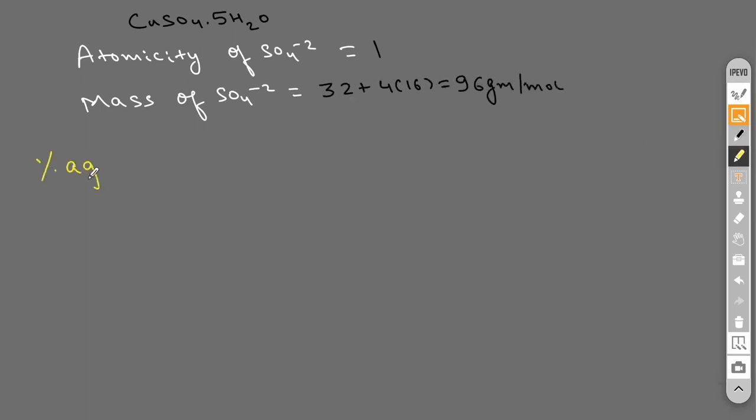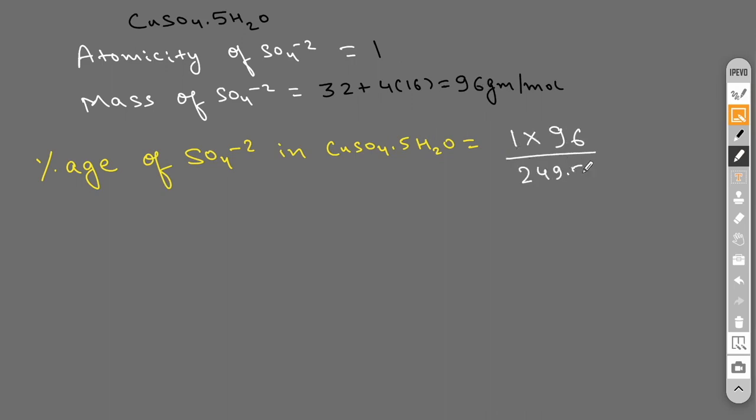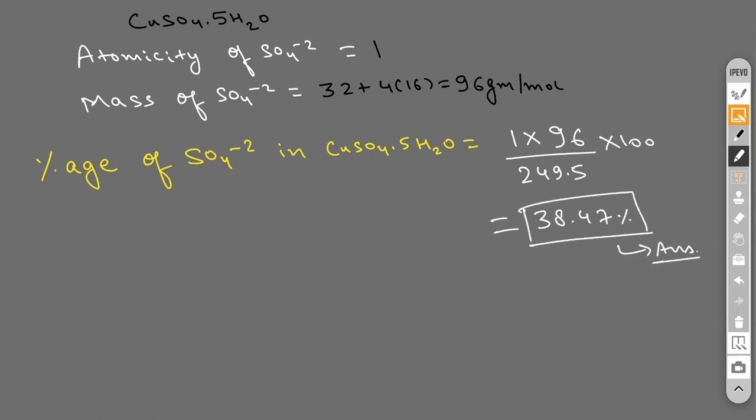Now we'll simply write the formula. The percentage of SO4 minus 2 in CuSO4.5H2O will be equal to atomicity, which is here 1, multiplied by the mass of SO4 minus 2, which is 96, divided by the molecular mass of this whole compound, 249.5, multiplied by 100. On solving, it will come out to be 38.47%. This is the answer.